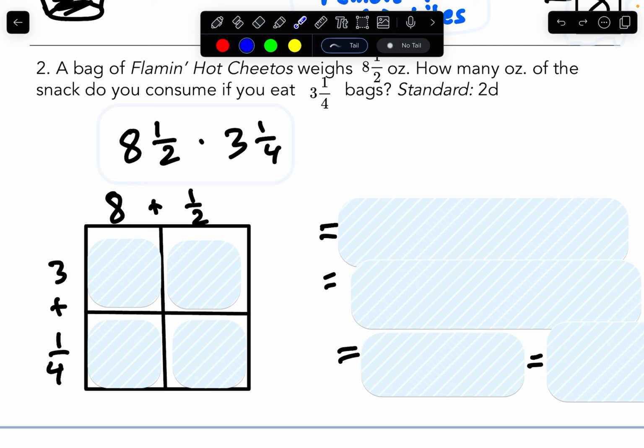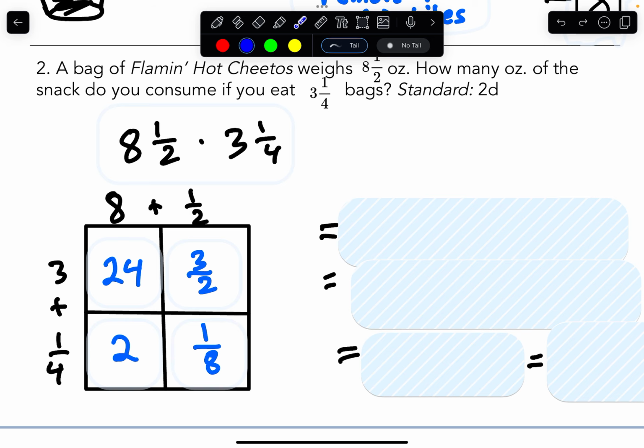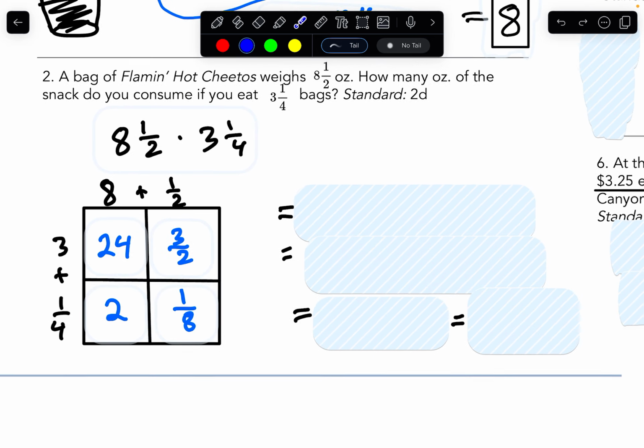So you could use any method that you wanted to do, but if you use the method of the rectangle like this, then you should have gotten these numbers. 8 times 3, 24. 3 times a half is 3 halves. 8 times a fourth is 2. And 1/4 times a half is 1/8. What do we do next?